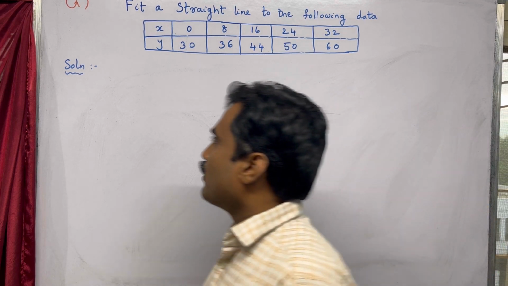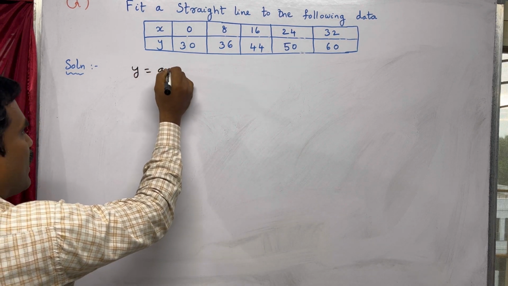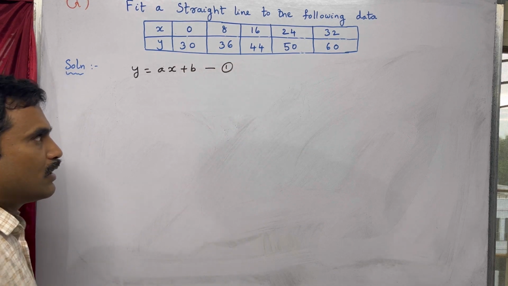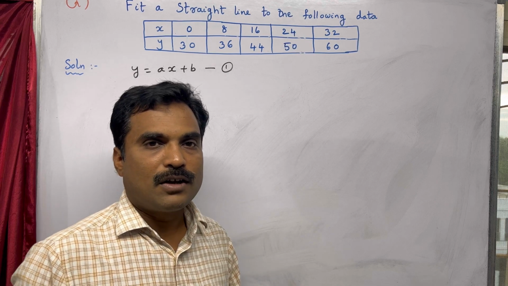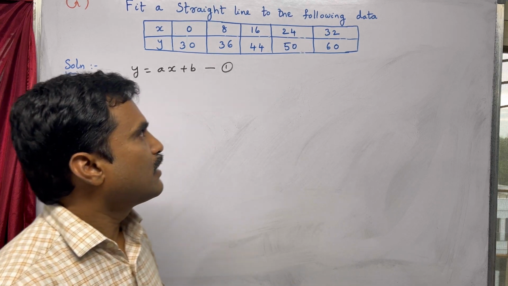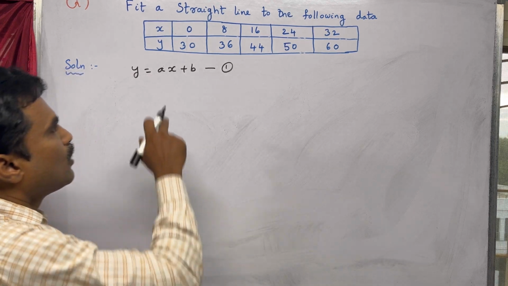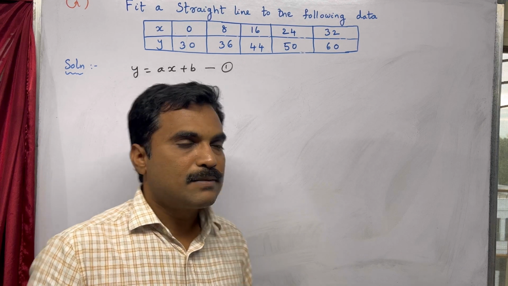First, we write the equation of the straight line, that is y equal to ax plus b. We number this as equation number 1. Now, since the data looks large, we are going to resize it, that means reduce this data into a smaller size. For this, we convert these variables x and y into u and v respectively.